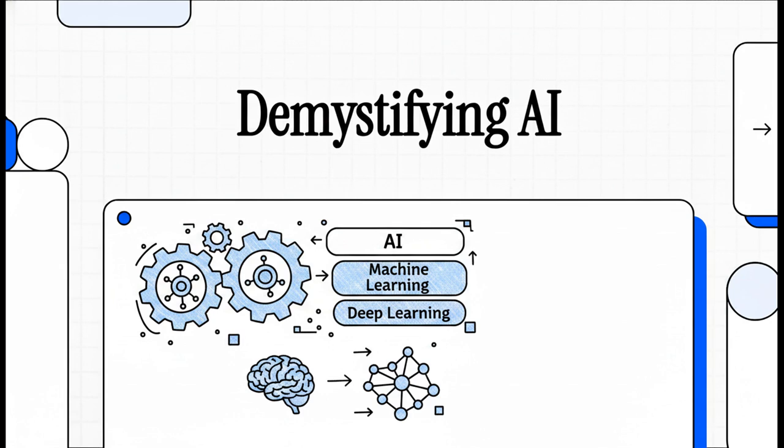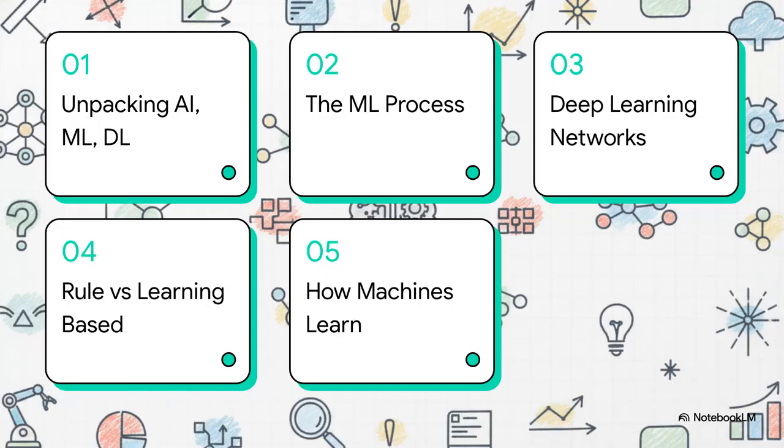We hear terms like AI, machine learning, and deep learning thrown around interchangeably all the time, right? But understanding the actual mechanics behind them, well, that's what separates the casual observer from the truly informed learner. So let's get into it. We've got a lot of ground to cover today.